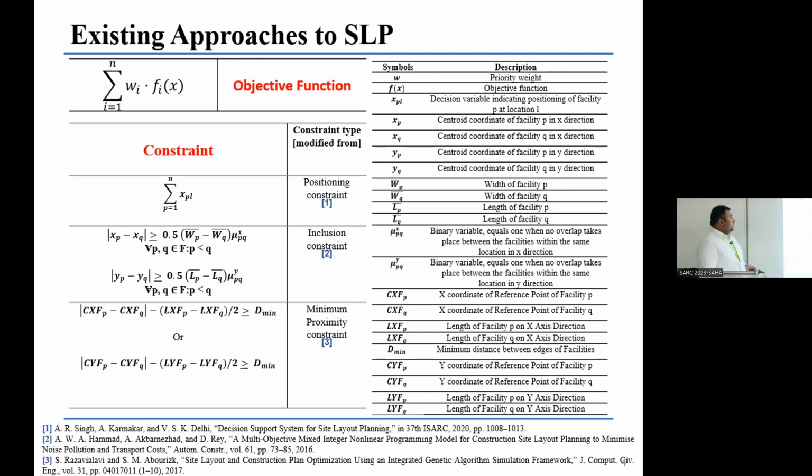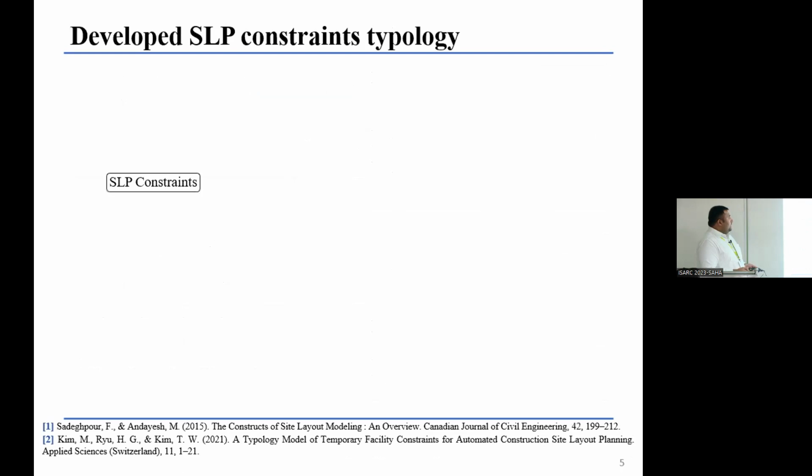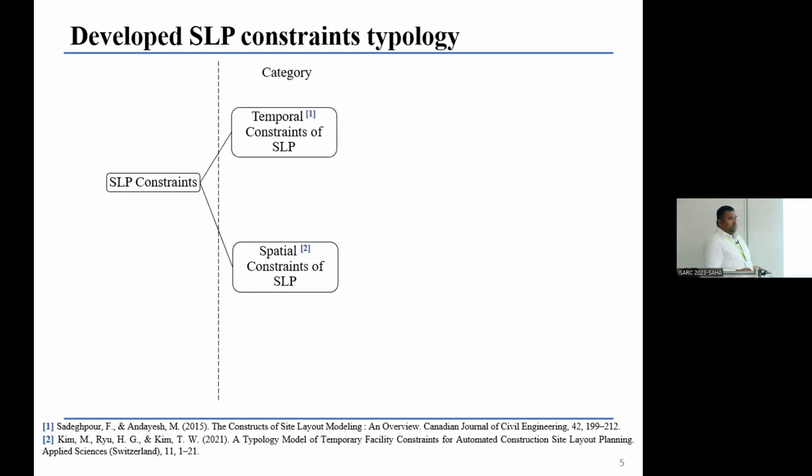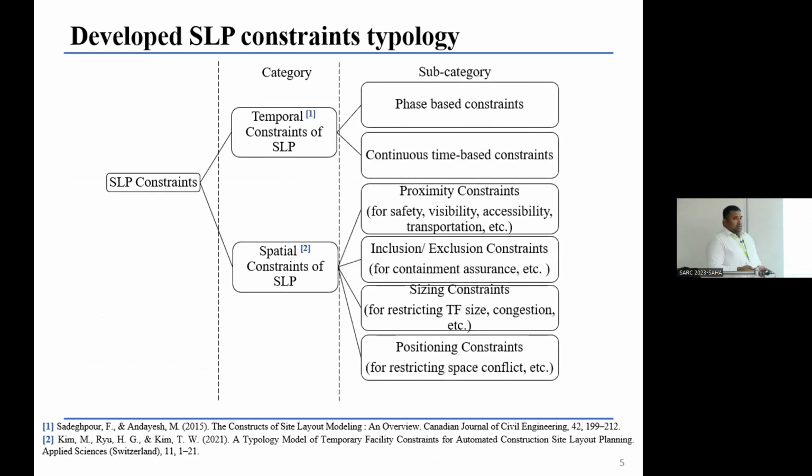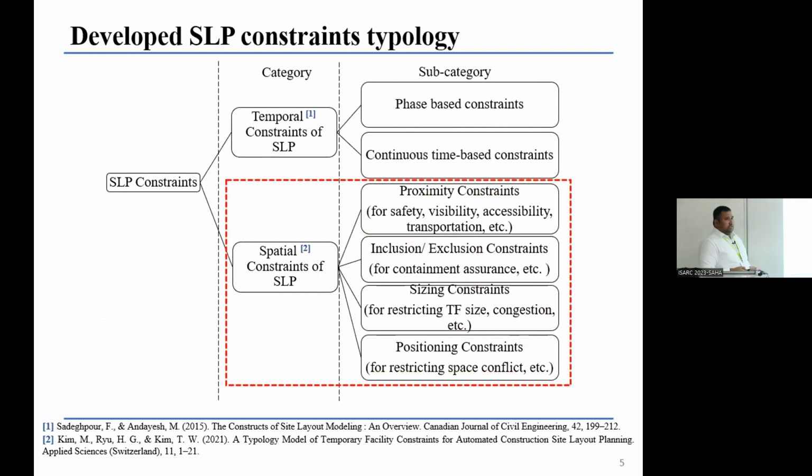So to address that, what we have done is try to understand what the constraints are that really associate with this problem. First we have the primary category of temporal and spatial constraints. Following that, we have subcategories where the temporal constraint tells about the time-based constraints associated with this site layout planning problem, whereas the spatial constraint deals with space. Here in this research, we are primarily focusing on the spatial constraints to be dealt with.